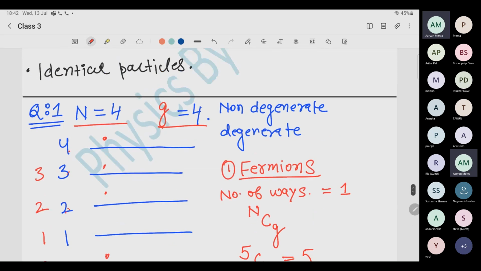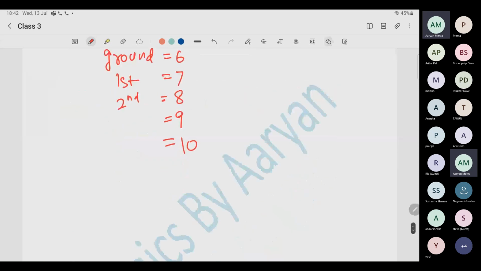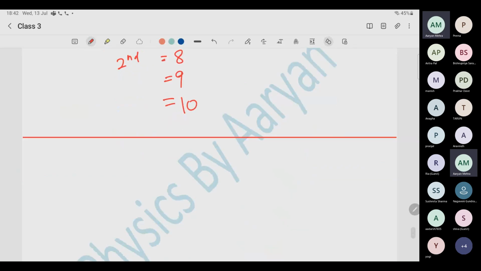Okay, so does everybody understand till here? If the energy levels are given and the number of particles are given, how do you find the ground state, first excited state, and second excited state energy for fermions? Yes. So for fermions, if it is clear, now let's move on to the electron proton situation.